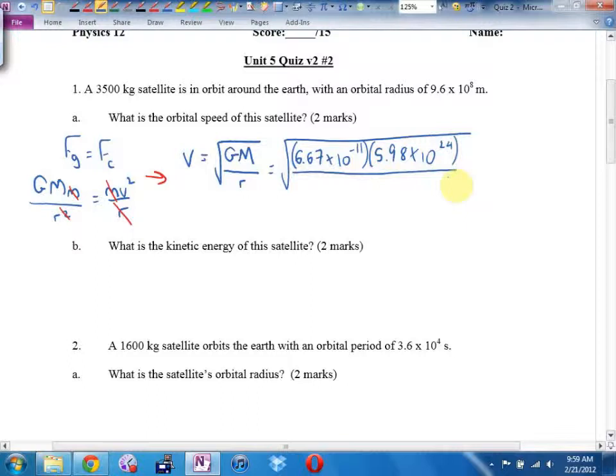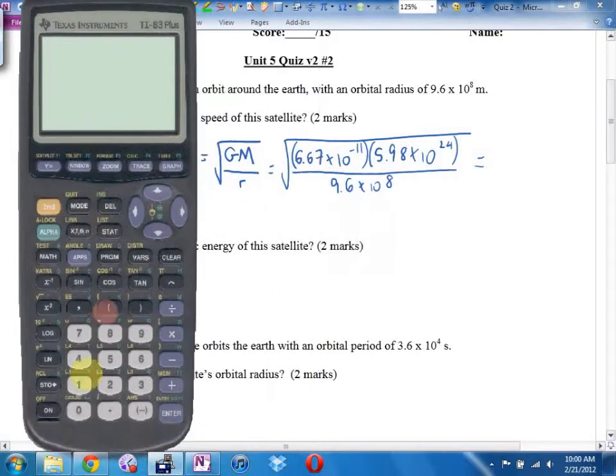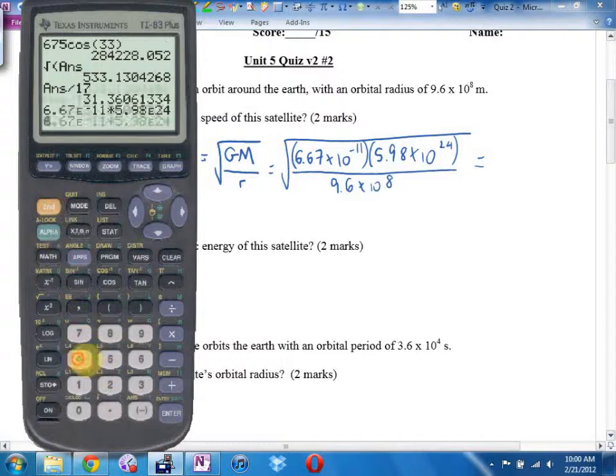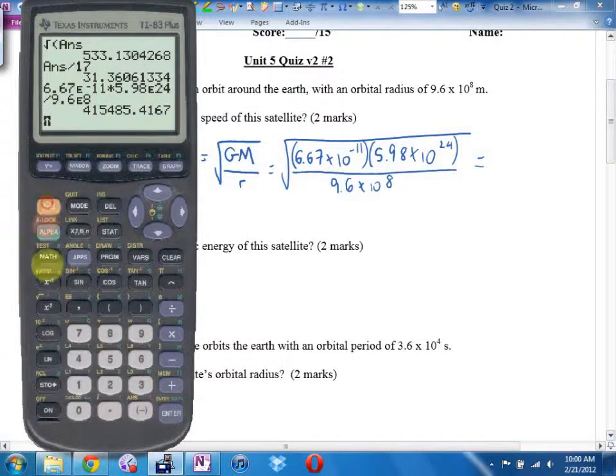divided by, did they give me an altitude or a radius? Oh, they gave me a radius, so I don't need to add the radius of the Earth. I would if it was an altitude, but this is just a radius. 9.6 times 10 to the 8th squared. Nope, one of the r's canceled. Let's see. 6.67 times 10 to the negative 11 times 5.98 times 10 to the 24th divided by 9.6 times 10 to the 8th. Square root of that.